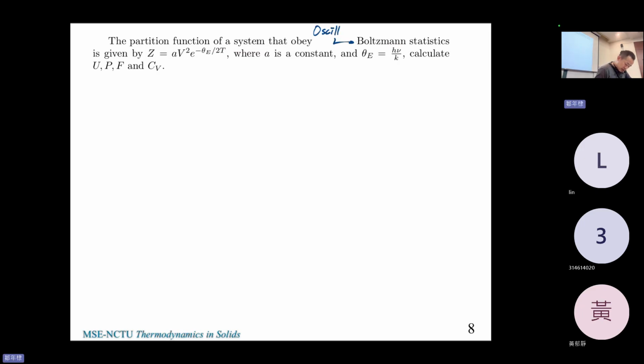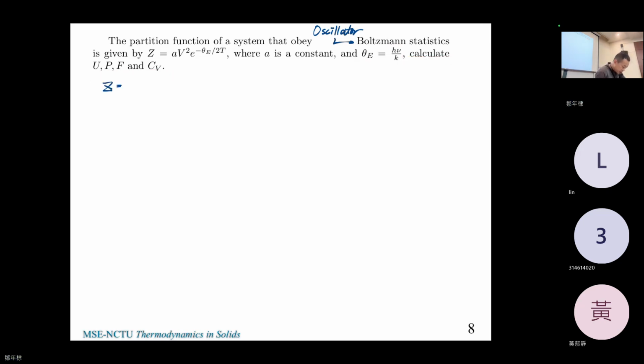Oscillator. And it's given by Z. Wow, this is a new material. The problem defines a new material, giving you Z equal to these things. And you can notice that theta E over 2T, so theta E is the Einstein model, no problem, where A is a constant and theta E is h nu over k. Calculate U, P, F, and CV. Okay, let's take a look.